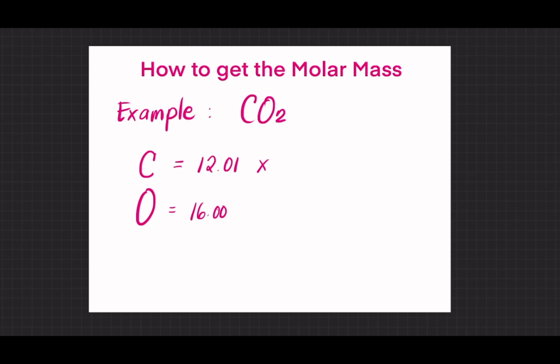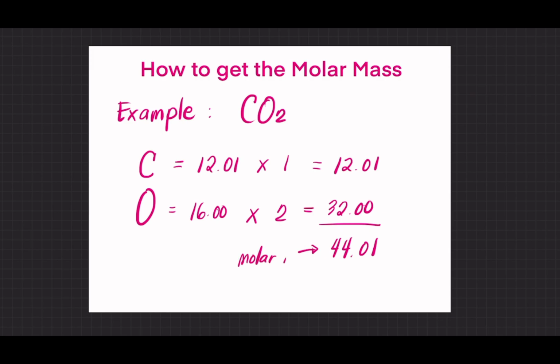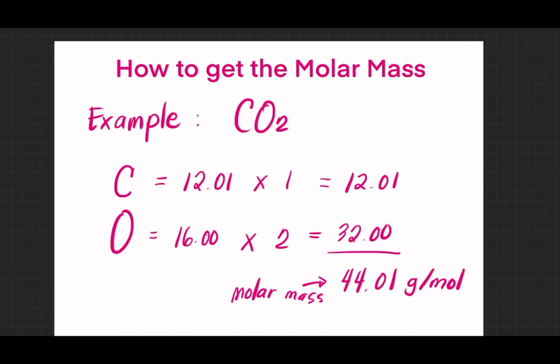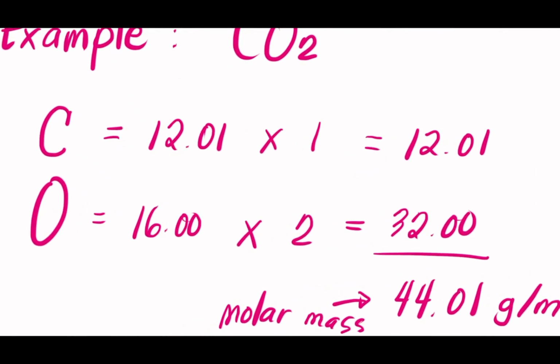Now count how many numbers of atoms. For carbon ay usa, for oxygen ay duha. I-multiply ang atomic mass ug ang number of atoms and then i-add and you get the molar mass. In this case, gitawag siya molecular mass. Why molecular mass? Because carbon dioxide is a covalent compound.